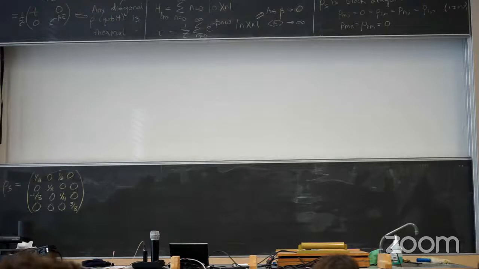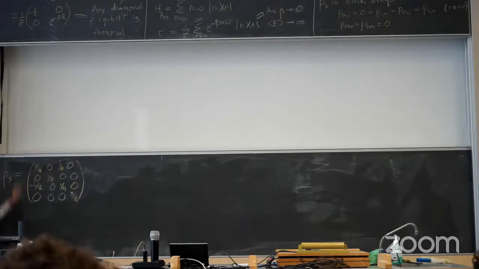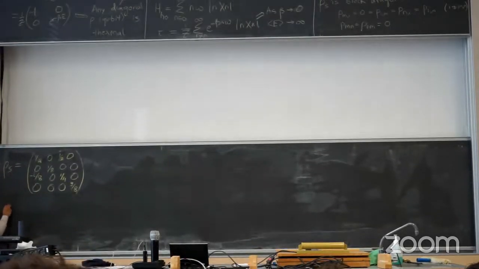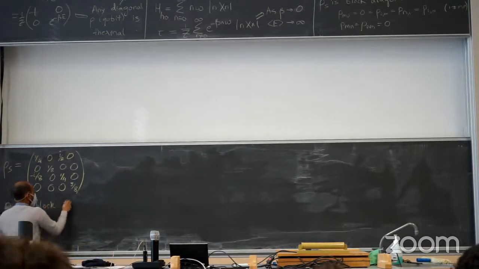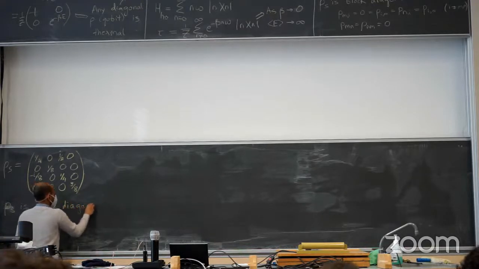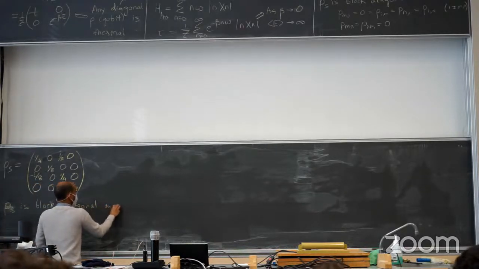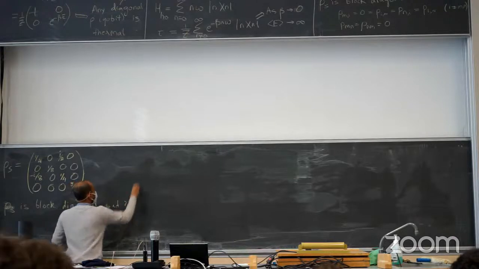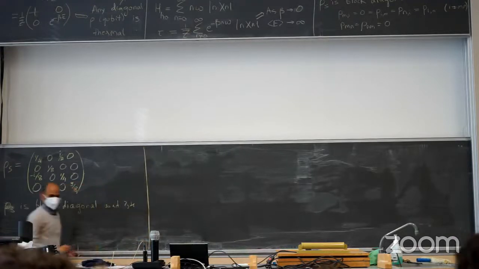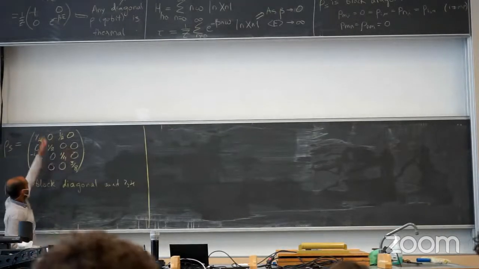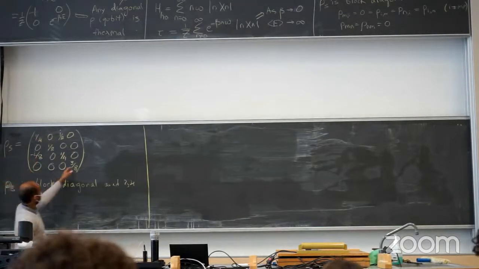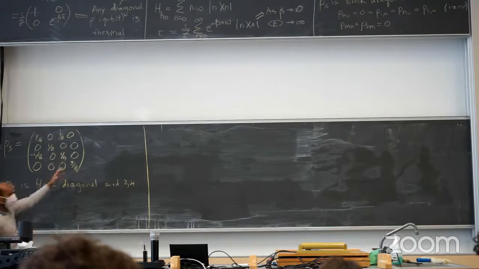Yes, it's a valid density matrix. Right, so in this case, rho S is block diagonal with respect to 2 and 4. You see it? Because the second column, everything is 0 except for the diagonal element. The fourth column and the fourth row, everything is 0 except for the diagonal element.